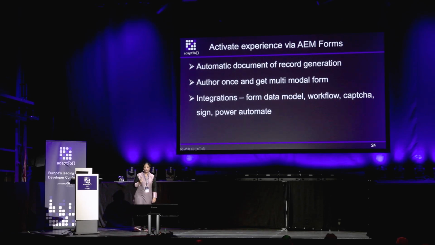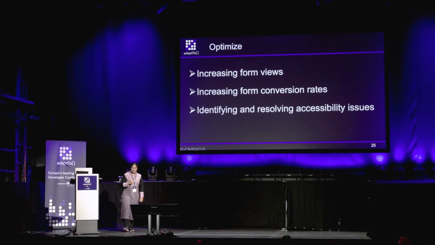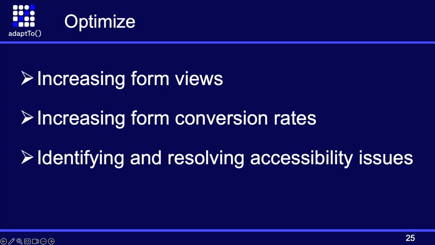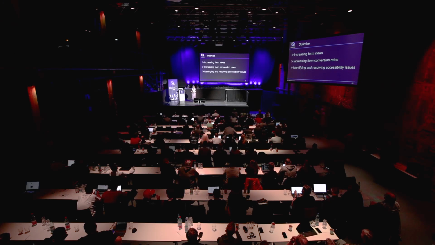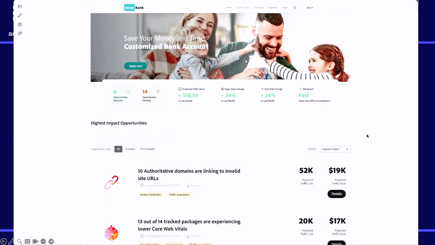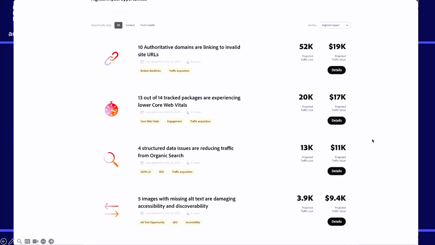Integration. We have a lot of out-of-the-box integrations, including form data model, workflow, CAPTCHA, Adobe Sign, Power Automate, and there are many more. I have not listed everything, but there are many more. Optimize. This is the third pillar of form authoring. So once I've created the form, and I'm still not getting the form views, my conversion rate is low, I'm not able to identify and resolve accessibility issues, this is where Adobe Sites Optimizer comes in. So this is our plain old Adobe Sites Optimizer UI, and we also list forms opportunities here.